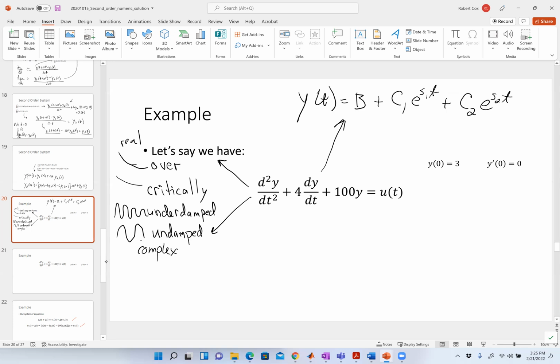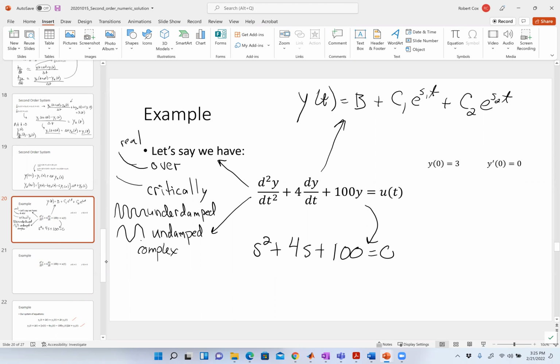So if I really want to understand what my transient is going to look like, what do I need to know? What tells me which one of these it's going to be? What's that? S1 and S2. I need to know the roots, so I need to get the characteristic equation. What's the characteristic equation that goes with this particular example? S squared plus 4S plus 100. Now, when I look at this, if I do the math without figuring out the roots, and I don't want to figure out the roots just yet, what is this?